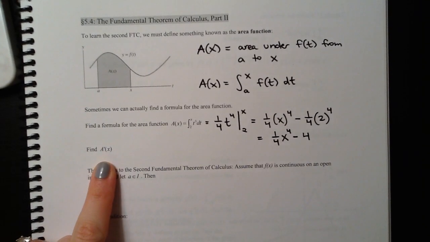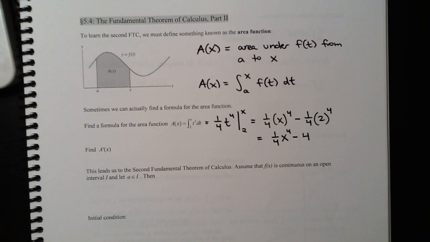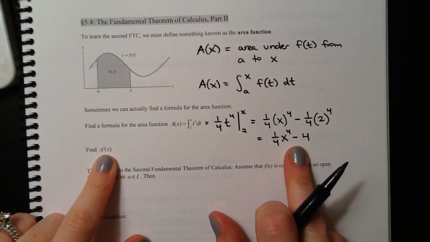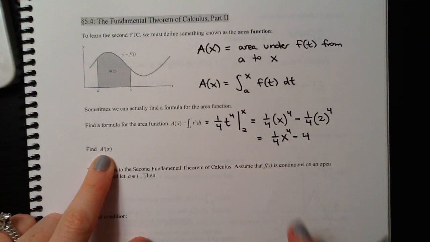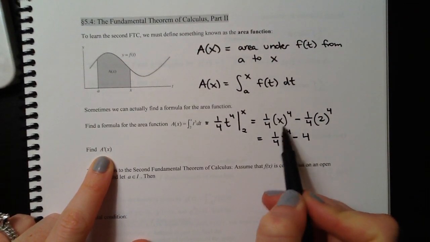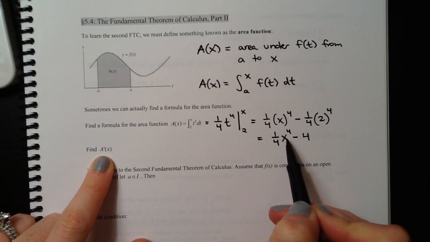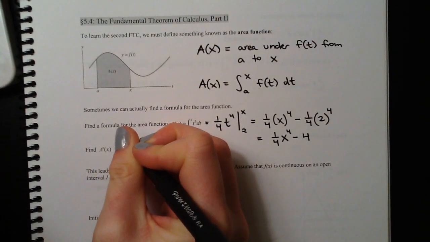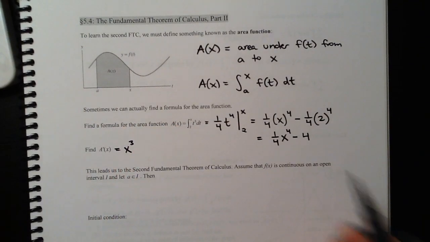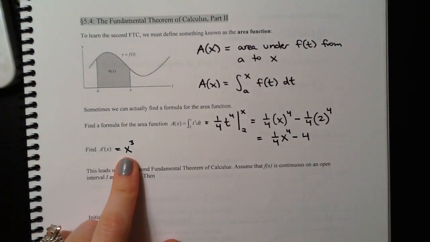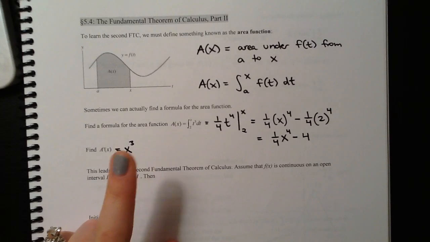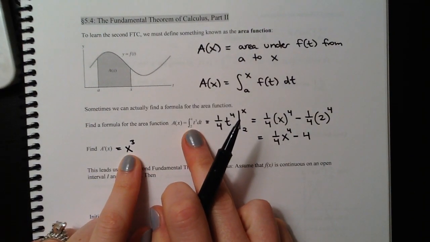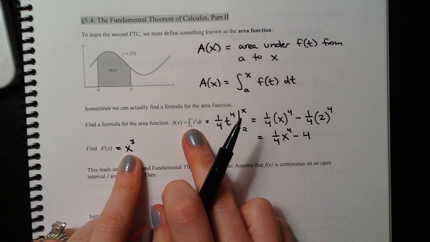Okay, so this next part is what's going to lead us right to the second fundamental theorem. So I want to find A prime of x. So now that I have this, I want to take the derivative. So if I multiply this power out, I have 1 and then x cubed. And then the derivative of 4, of course, is just 0. So I end up with x cubed, which, if you look carefully, is a very similar function to t cubed. All I did was switch my variables.